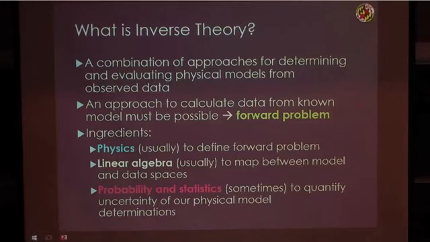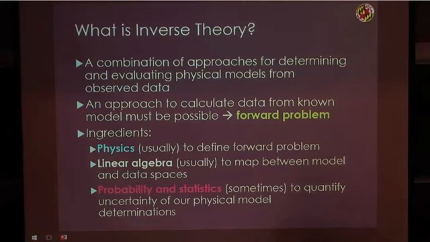This can be done in many ways, but the one crucial ingredient that we must have in order to perform an inversion is we must be able to calculate data or predict data from a known model. So in other words, whatever that model may be, it might be seismic velocities in the Earth, or it might be some geochemical process. What you need to do is you need to be able to predict what you should observe if that model was known.